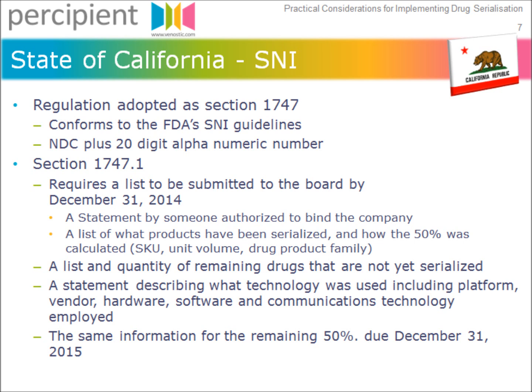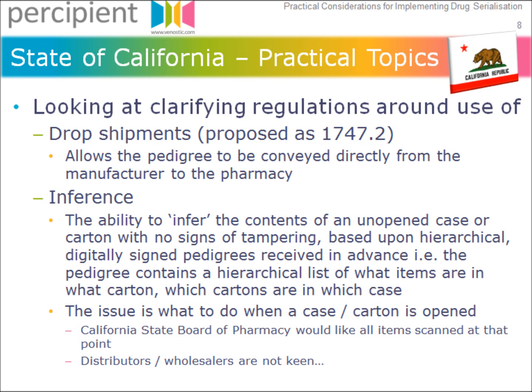So these deadlines are coming along, and as we mentioned earlier, California is really looking at this in a very practical way. One of the issues they're currently looking at is drop shipments. I think it's true to say that a lot of what we take as good distribution practice regulations or guidelines were written at a time when our supply and distribution chains were very different to how they are now.